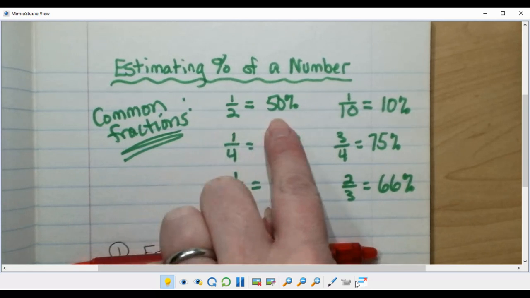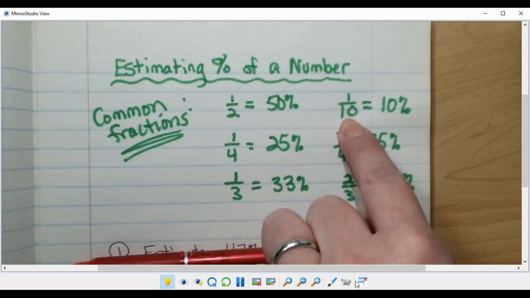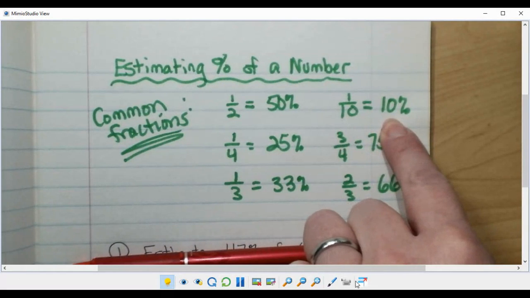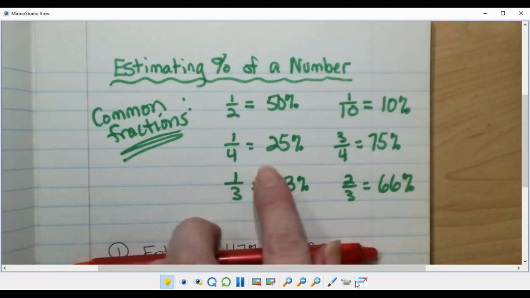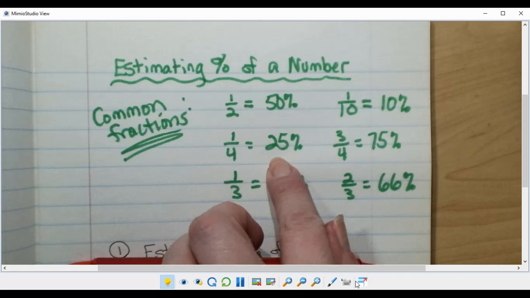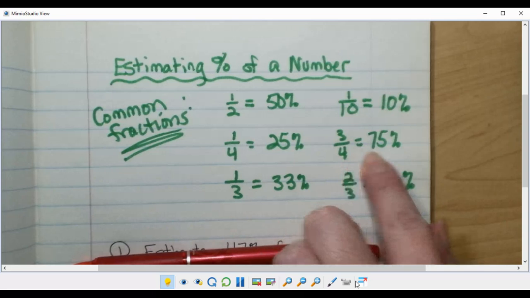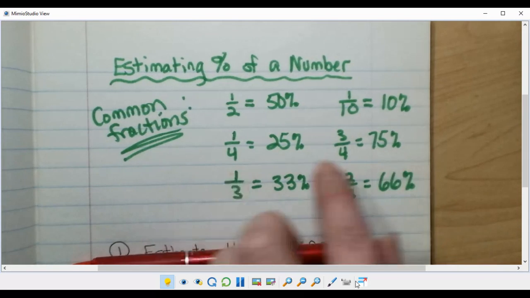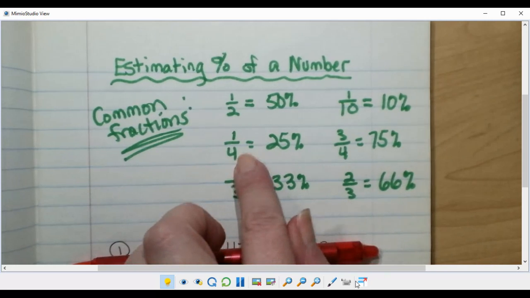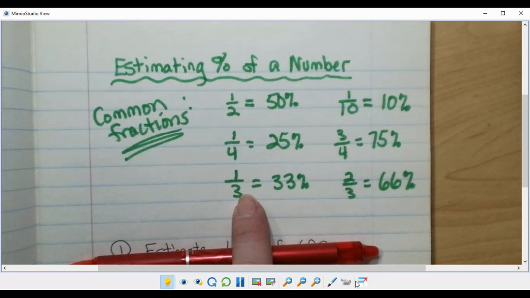1/2 is 50%. That's a common one that I think most people know. 1/10 is 10%. Now I do 1/4 and 3/4 at the same time. 1/4, like a quarter in your hand, is 25%, 25 cents. And 3/4 would be 75% or 75 cents in your hand. Okay, so if you can remember those two real life situations with coins, I think you'll have a better time remembering the percents.